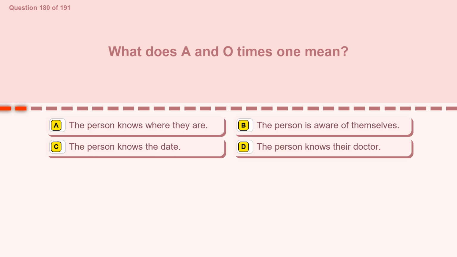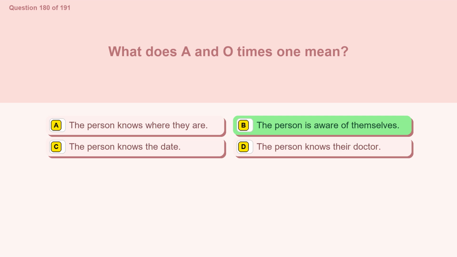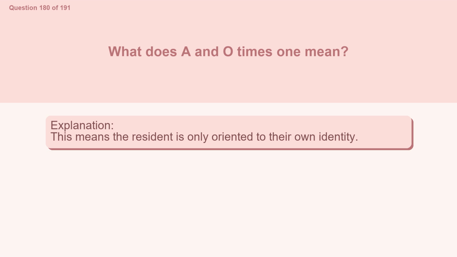Question 180. What does A&O times 1 mean? Option A, the person knows where they are. Option B, the person is aware of themselves. Option C, the person knows the date. Option D, the person knows their doctor. The correct answer is option B, the person is aware of themselves. This means the resident is only oriented to their own identity.